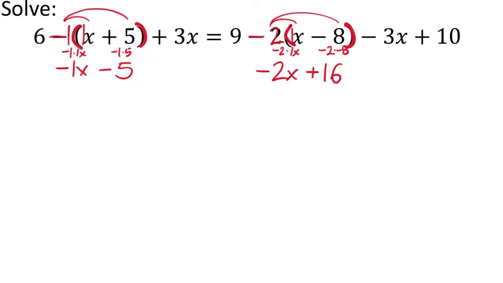So what else do we got? Well, we got the 6, so that's 6 minus 1x minus 5. And then we got this other stuff right here, so that's plus 3x equals 9, minus 2x plus 16, and then we got the rest of that stuff as well, so minus 3x plus 10. Okay, so that's just from the distribution.